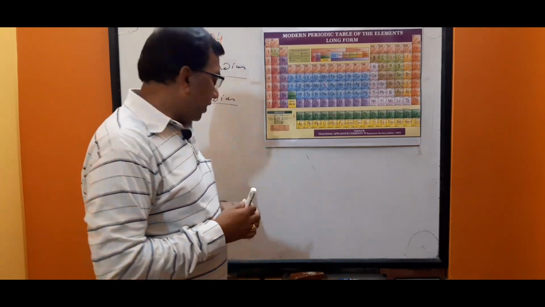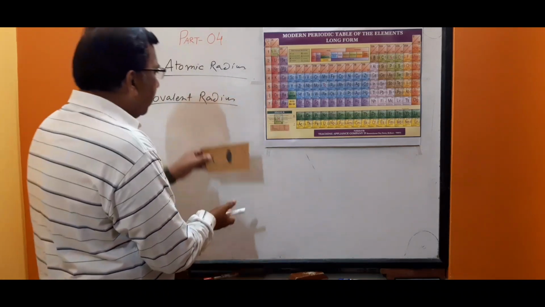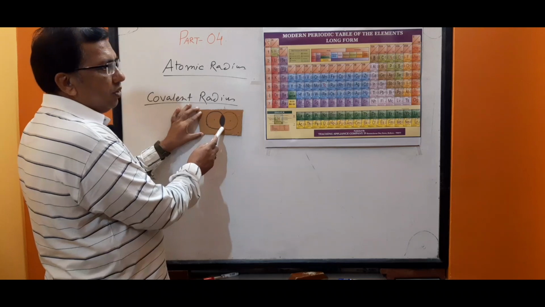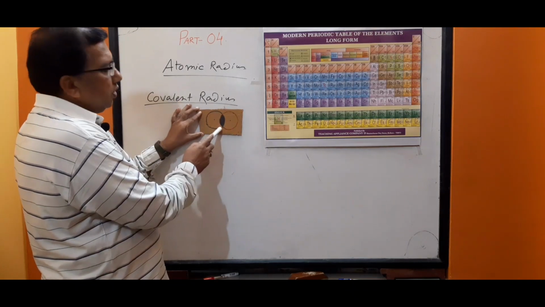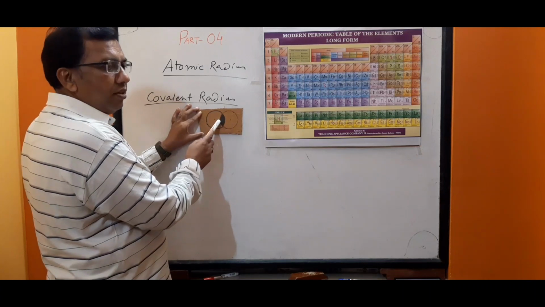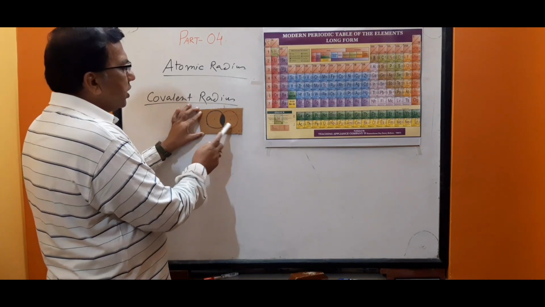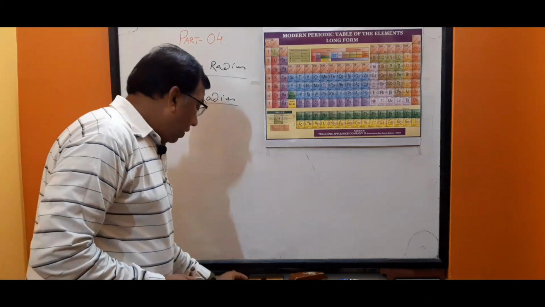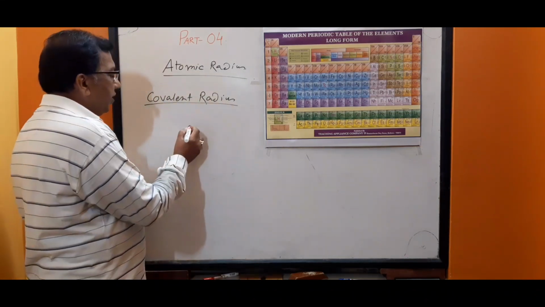What is the covalent radius? Suppose you have seen this covalent bond. I have these two atoms, the same atoms, bonded by sharing of electrons, and they are equally shared. That means both have the same electrons. This is hydrogen and hydrogen. Okay, so let me draw it here.